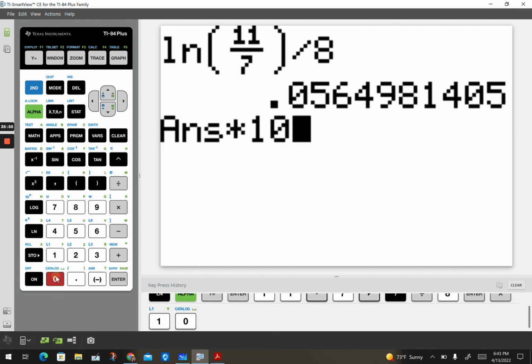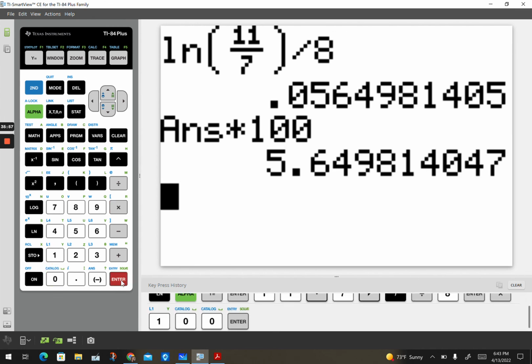5.6%. So make sure you convert it into a percent first, and then once you have converted it into a percent, do the rounding last. Don't round and then convert to a percent.